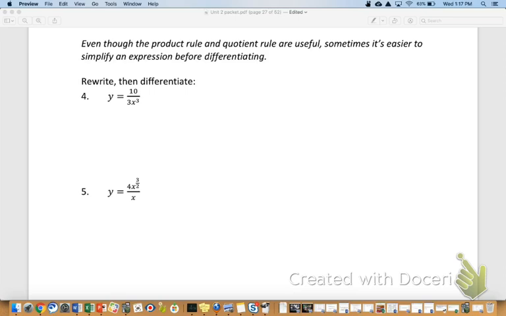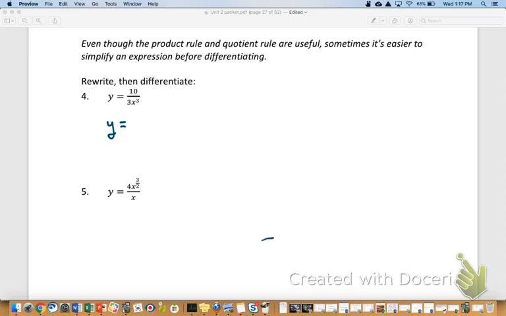Does anybody have a suggestion? Can anybody see how we could get out of this quotient rule trap and get into a much easier derivative? Move x cubed to the top. Yeah, get that x cubed out of the denominator. What do you guys think that would look like if I did move that? Can you tell me what we should write? 2/3 x to the negative 3.